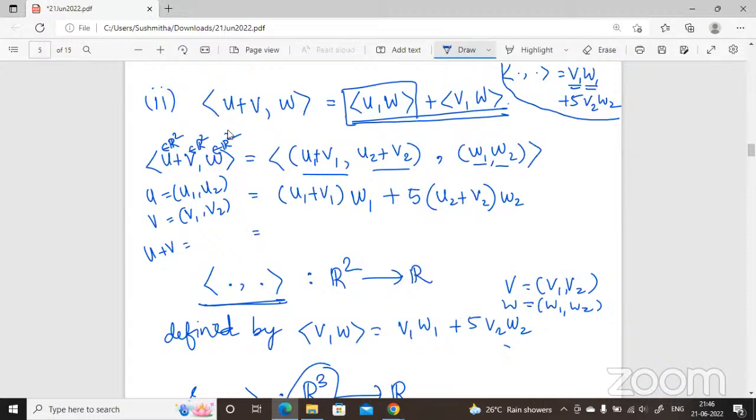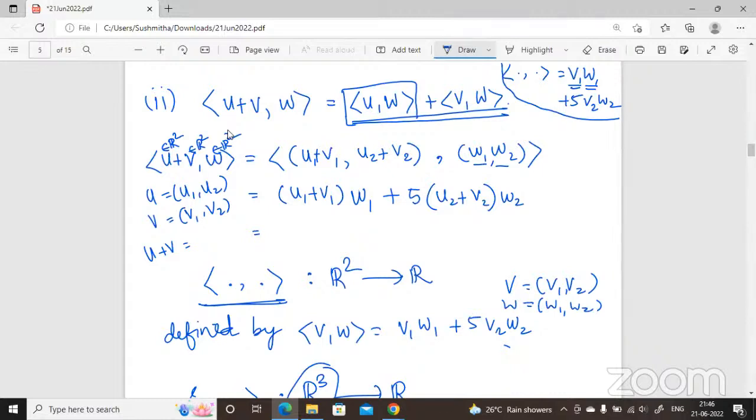What I've written here, yes. So it has two components. It is still in R2. I'm taking the inner product with W, which is in R2, W1, comma W2. So how is the inner product defined? V1 W1 plus 5 V2 W2. And V1 means the first component of V. That means U1 plus V1.